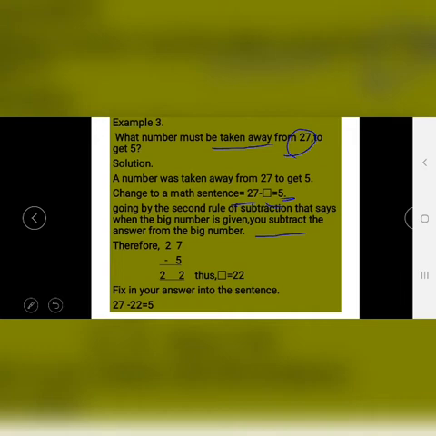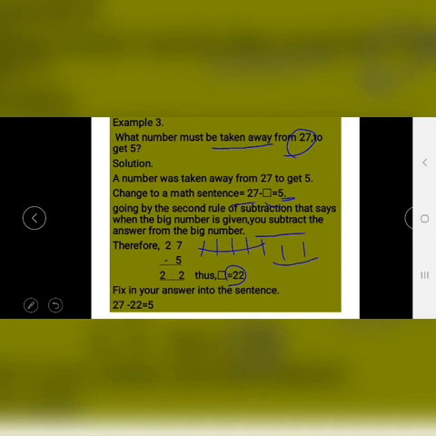So 27 minus 5. 7 minus 5. 1, 2, 3, 4, 5, 6, 7. Take away 5, I am left with what? 2. 2 minus nothing, I have 2. So your box equals what? 22. So you fix in the answer into the sentence.